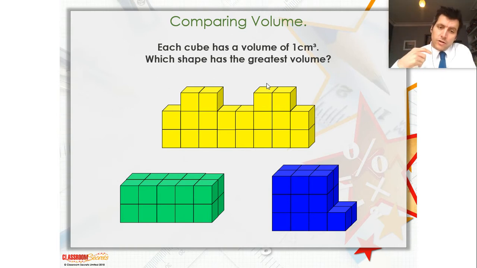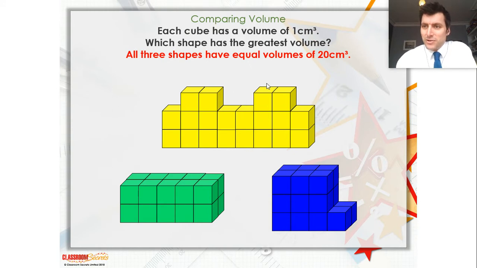Looking at the green one, this is a regular shape, so we go length 5, width 2, height 2. 5 times 2 is 10, 2 times 10 is 20. The blue one is an irregular shape, so we count 3, then 3, then 3, then 1. 3, 3, 3 is 9, plus 1 is 10, and we've got a width of 2 of that, so it's 20. The greatest volume is none of them. They're all the same: different representations of shapes with a volume of 20 centimetres cubed.